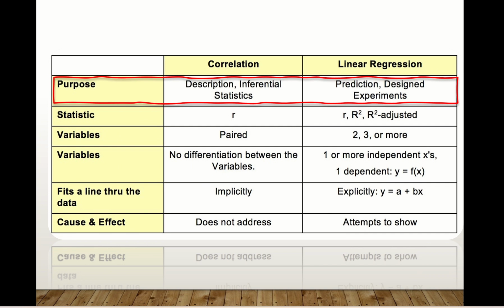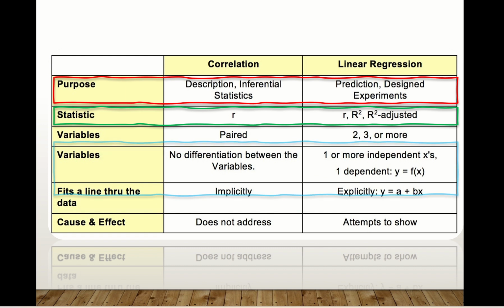So again, just a little summary of the difference between correlation and linear regression, right? We're using correlation to see if there's an association, while in linear regression, we're seeing if we can predict how one variable will change with another one, right? With correlation, we're using the correlation coefficient R. With linear regression, we're going to be using the coefficient of determination, R squared, or sometimes the R squared adjusted when we're looking at multiple regression.